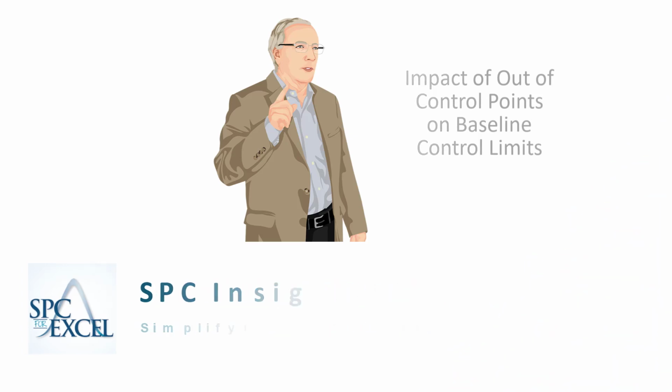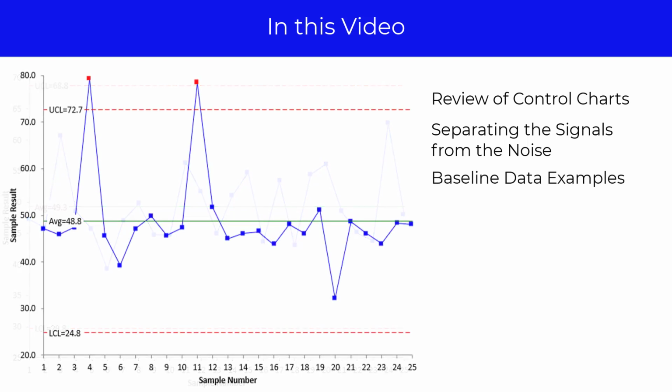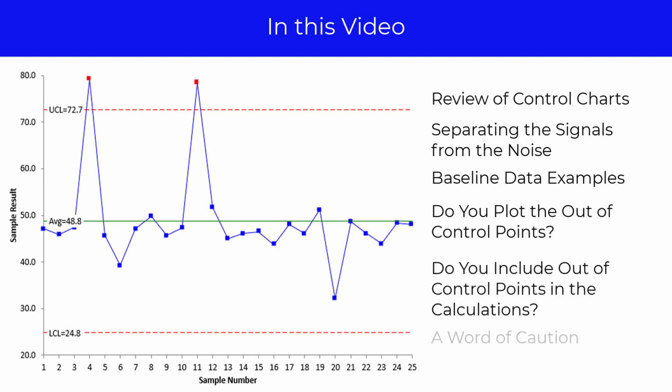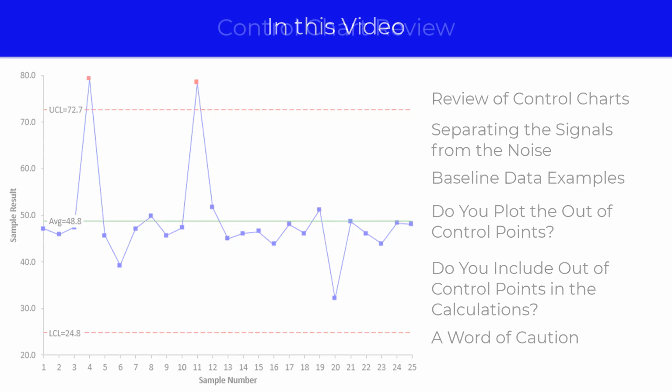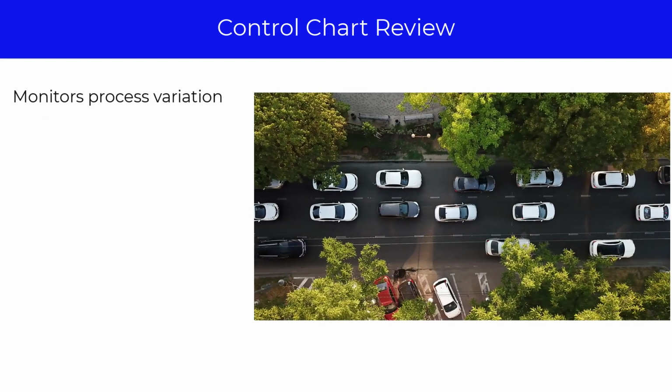Today we're going to look at the impact of out-of-control points on baseline control limits. So in this video, we're going to view control charts. We're going to talk about how they separate the signals from the noise in the process. We're going to take a look at two baseline data examples, one in control, one out of control, and then answer the questions: do you plot the out-of-control points, and do you include the out-of-control points in the calculations, and also a word of caution. So let's review control charts.